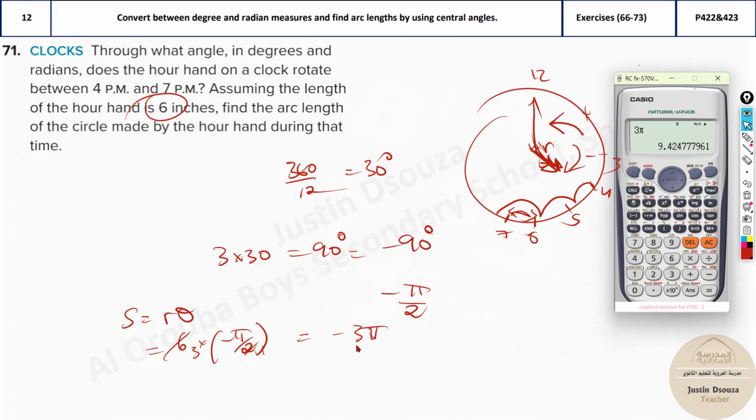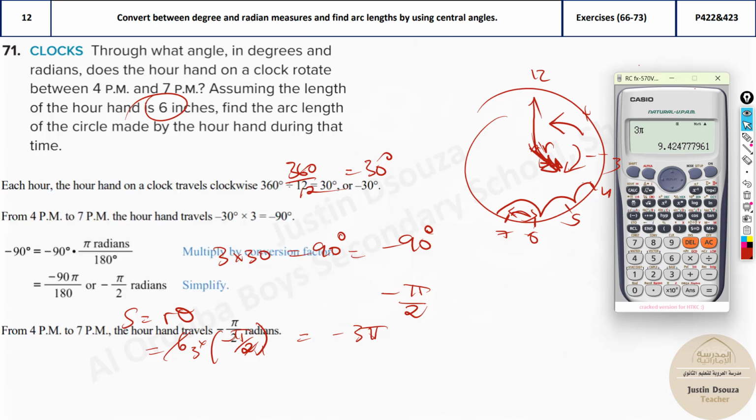Okay. Now, why is this negative sign not required? Because it's a distance. Negative just denotes the direction. It's going in this opposite direction. That's it. But no matter what, the answer will be this itself. 3 pi. Negative is just the direction.